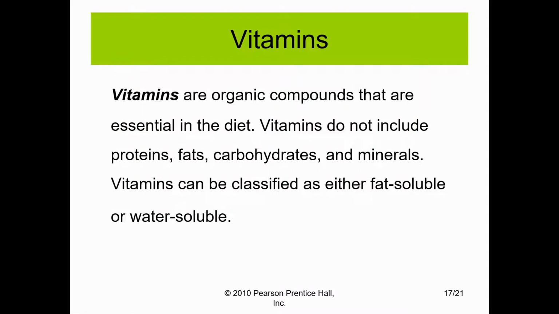There is one more set of organic molecules that are integral to nutrition, and these molecules are called vitamins. They are essential to our diet, but do not include proteins, fats, carbohydrates, or minerals. We can classify them into two different classifications based on their structure and their solubility. Fat-soluble vitamins are going to have many carbons and hydrogens, but lack oxygens and nitrogens. Water-soluble vitamins are going to have a much higher ratio of oxygens and nitrogens to carbons.